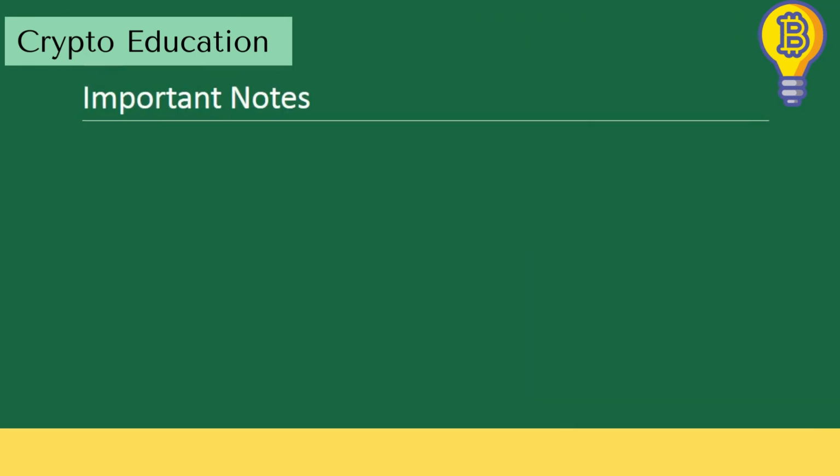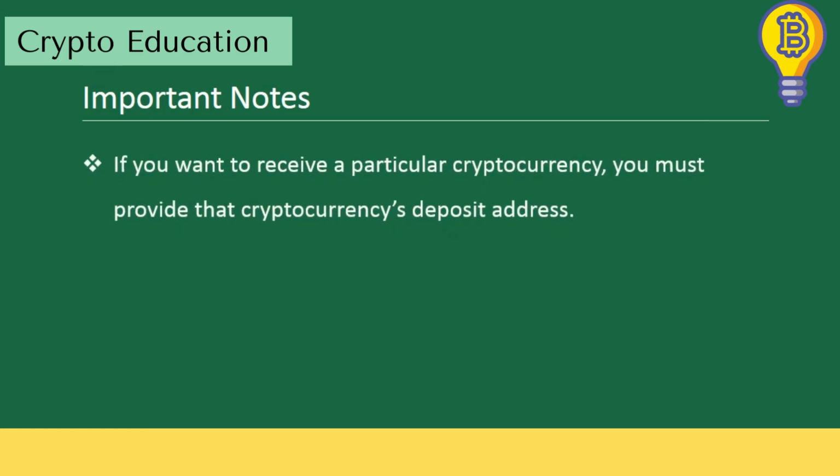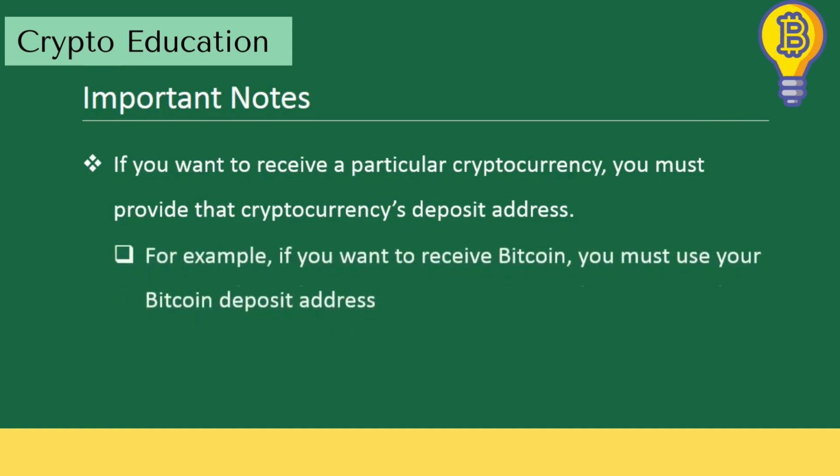Okay, here are the most important things that you'll need to take into account. The first thing is if you want to receive a particular cryptocurrency, you must provide that cryptocurrency's deposit address. For example, if you want to receive Bitcoin, you must use your Bitcoin deposit address. If you send different currencies, say Ethereum or Ripple, to your Bitcoin address, your money will be permanently lost, and there's no way you can get your money back.